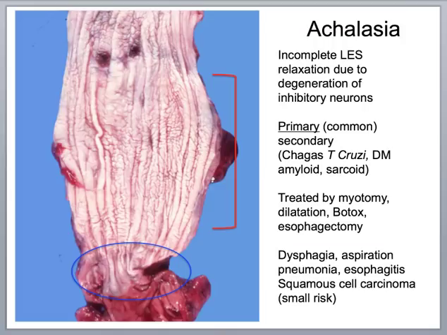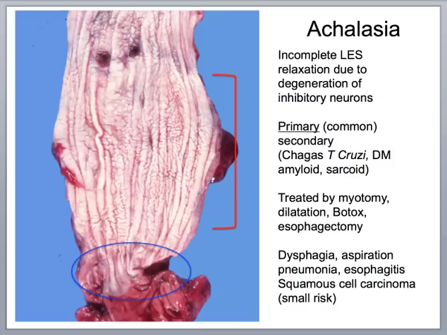Another cause of obstruction, although this one is more functional, is called achalasia. This is due to increased tone of the lower esophageal sphincter as a result of impaired smooth muscle relaxation, so the muscle doesn't relax enough to allow the food bolus to enter the stomach.